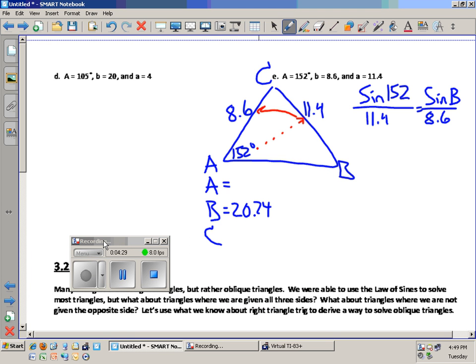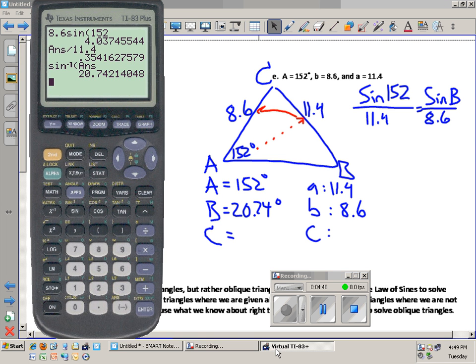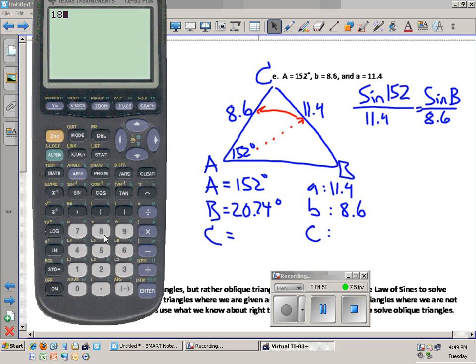We know that angle A is 152. We can figure out angle C. I know that side A is 11.4. I know that side B is 8.6. I need to figure out side C. To figure out angle C, we'll subtract all those from 180. 180 minus 152.0 minus 20.74 is 7.26.